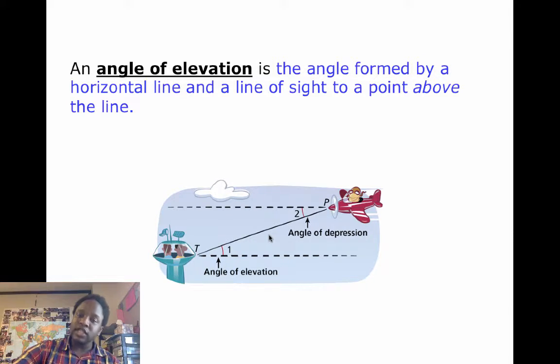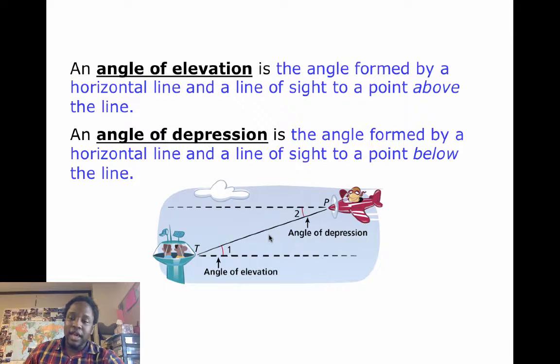And the angle of depression is the angle formed by a horizontal line and a line of sight to a point below the line. So when you're elevated and excited, you kind of lift your head up. And when you're depressed, you kind of bring your head down. So depression, the line of sight is down from horizontal. Elevation, the line of sight is above horizontal.